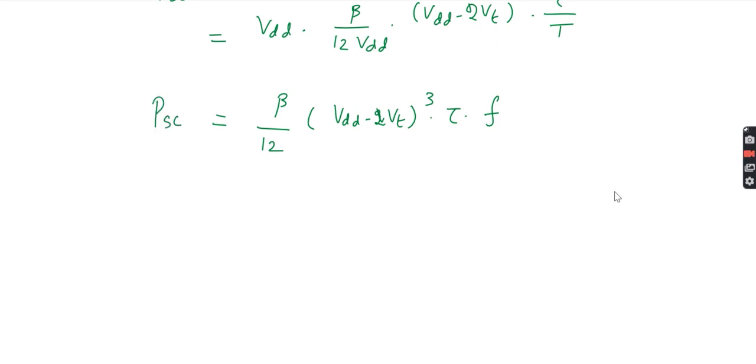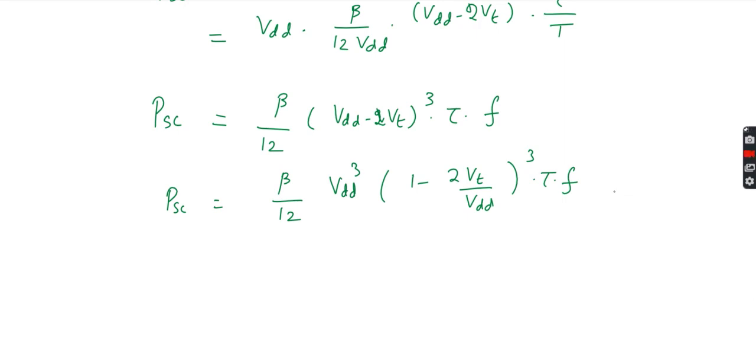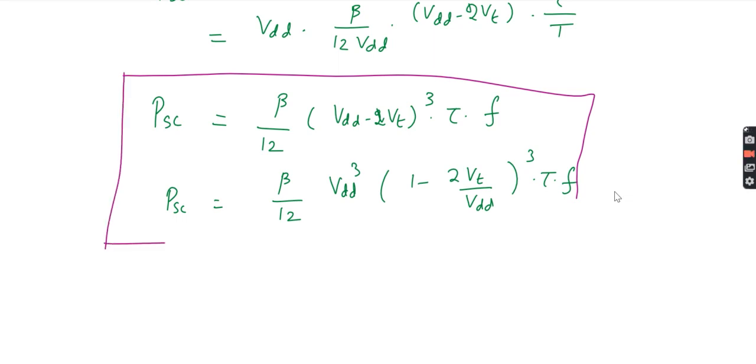PSC can otherwise be written as PSC is equal to beta by 12. So I can take VDD outside. If I take VDD outside, then this will become VDD cube, then (1 minus 2 VT by VDD) the whole cube, tau into F. So this also can be considered as the final equation.